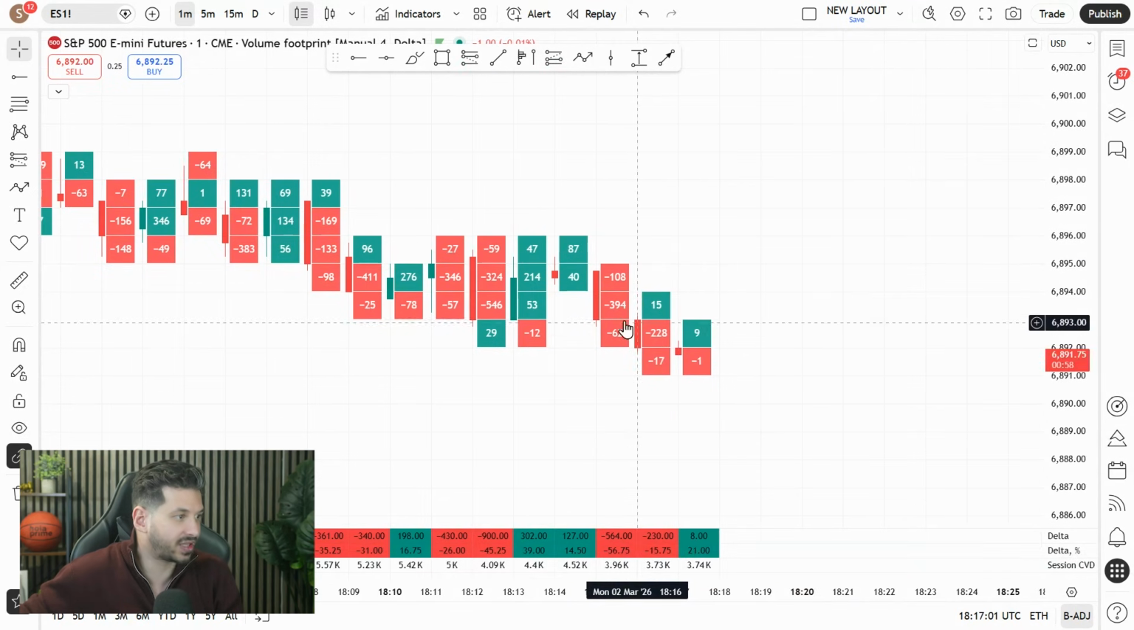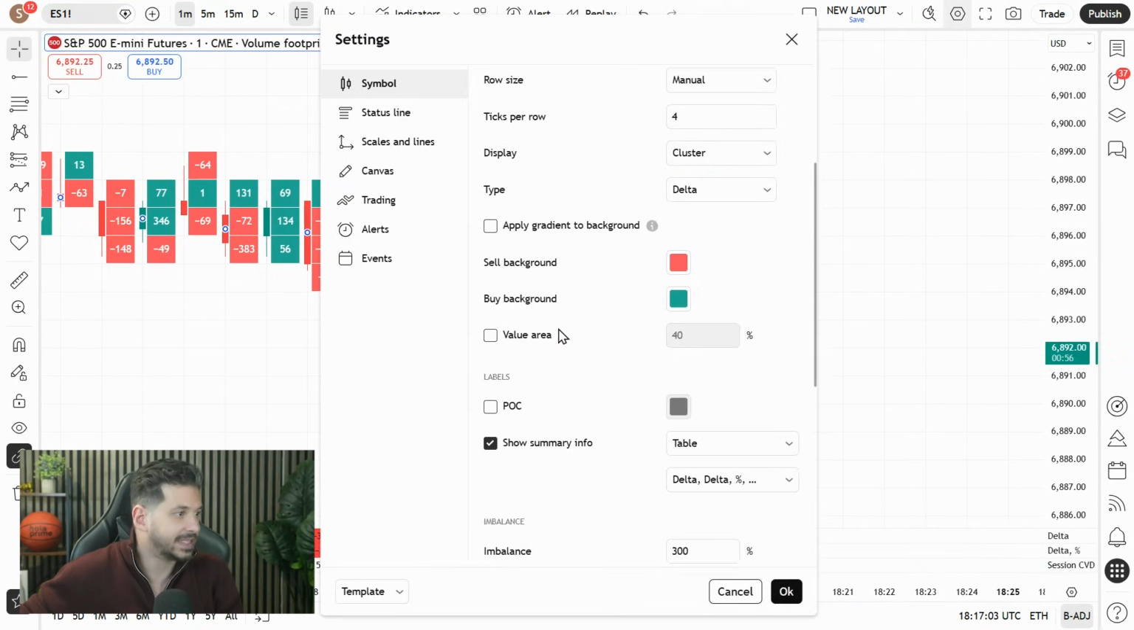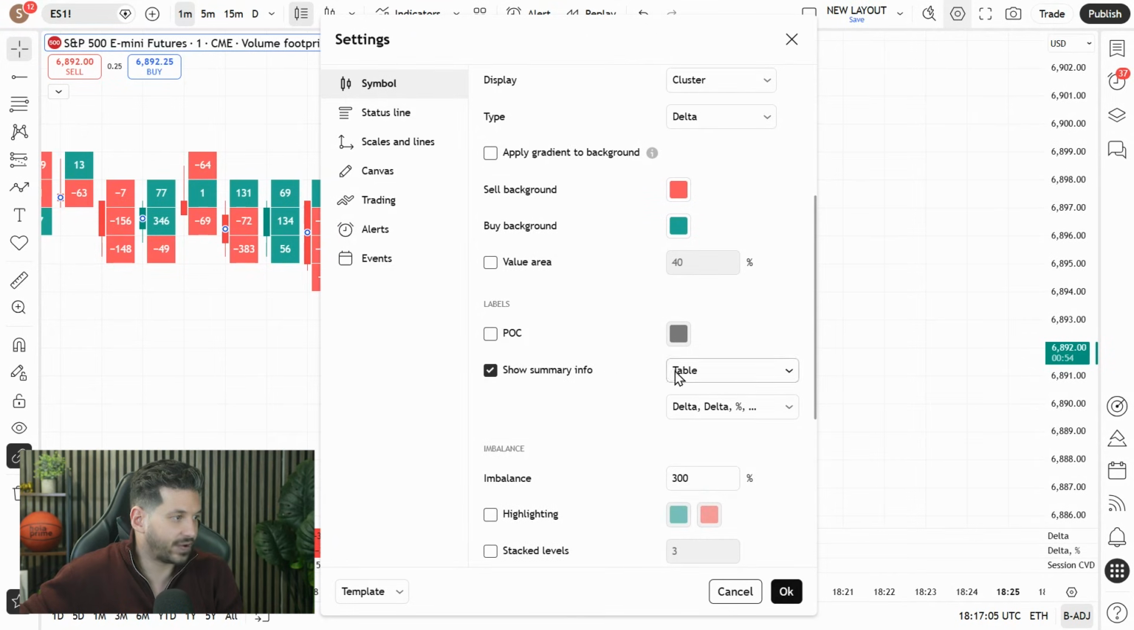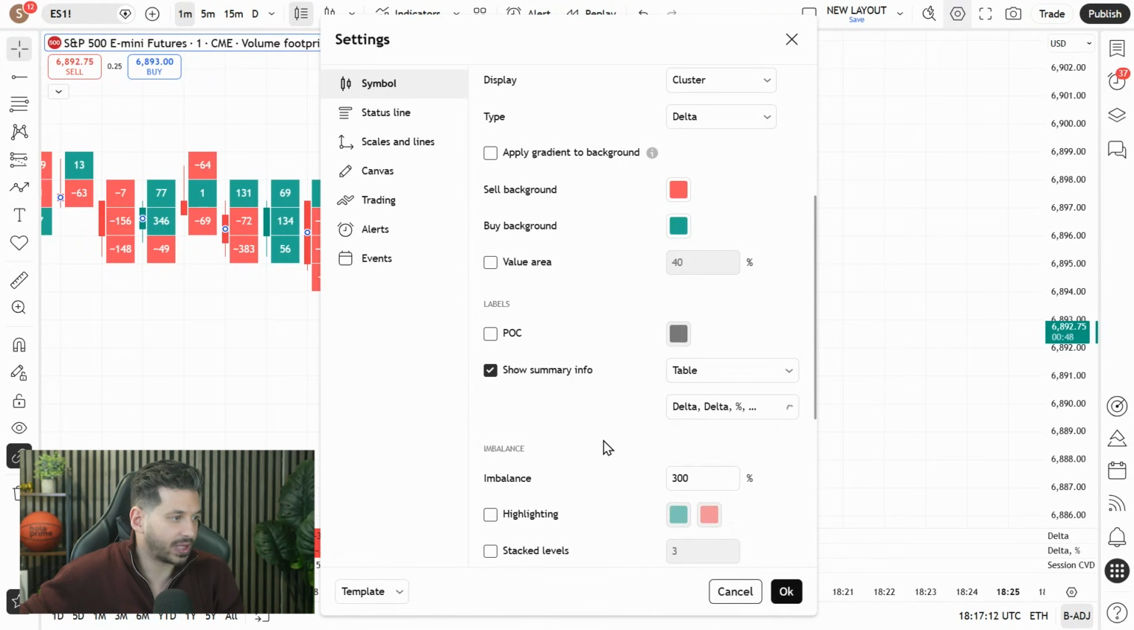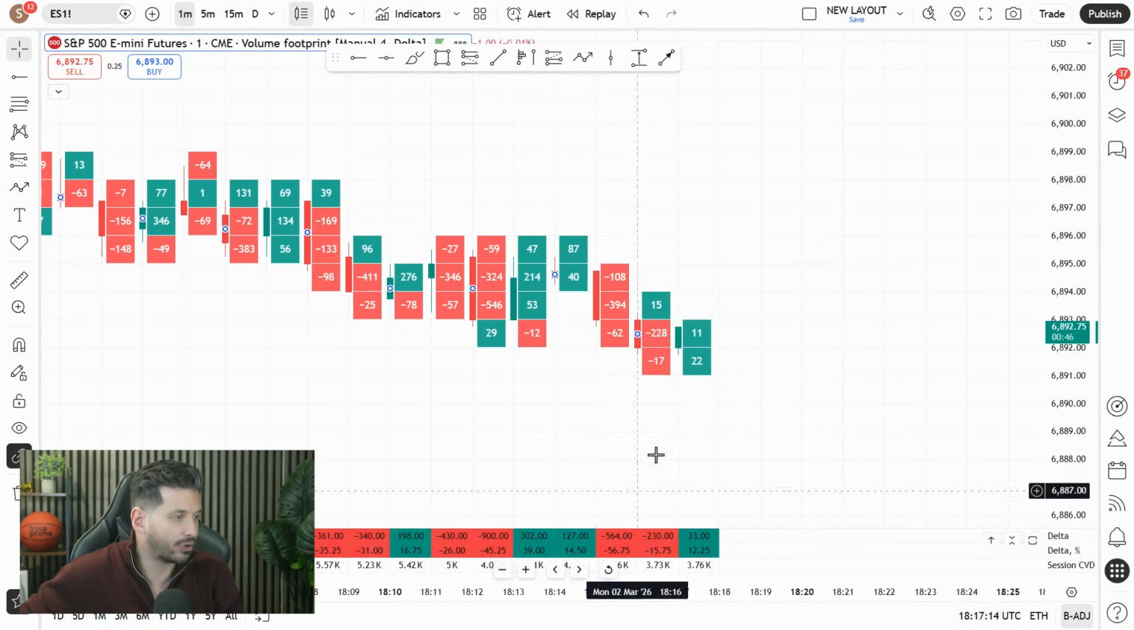Now in order to access it, you just double click in the footprint, go to Show Summary Info here, make sure Table is selected, and then you can select the Session CVD, okay? And there it will appear.